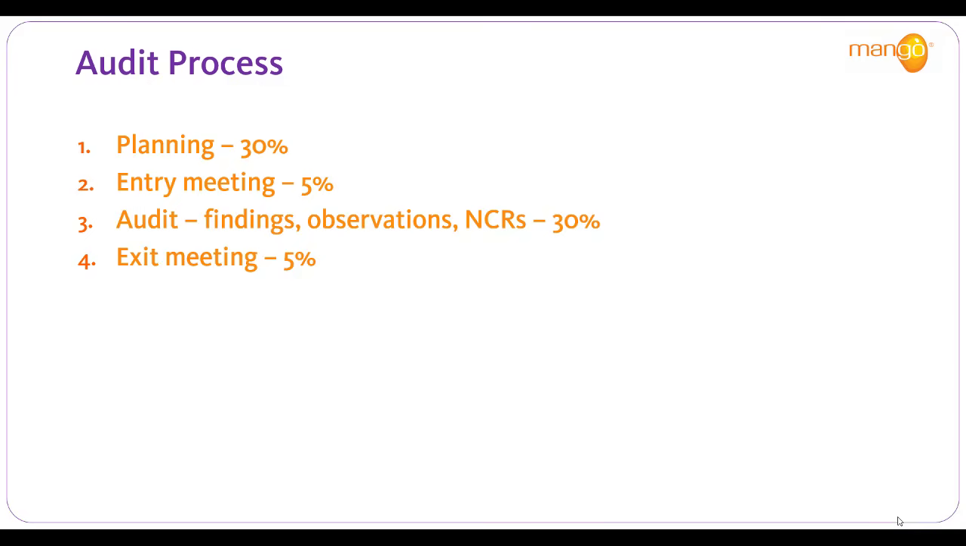And then you have an exit meeting where you discuss those findings, those observations, and any non-conformances, and you agree those with the people in the exit meeting. So get an agreement on those issues that you have found, and discuss and debate those. And then finally, you provide an internal audit report. Again, 30% of your time. So then you're presenting all your findings, your observations, your NCRs, your planning, and we'll go into a little bit of detail about that later on.